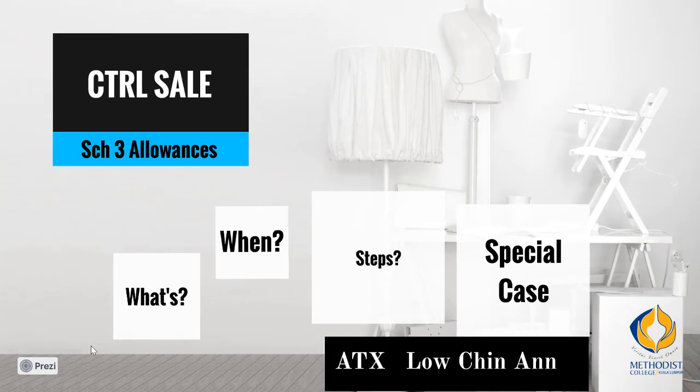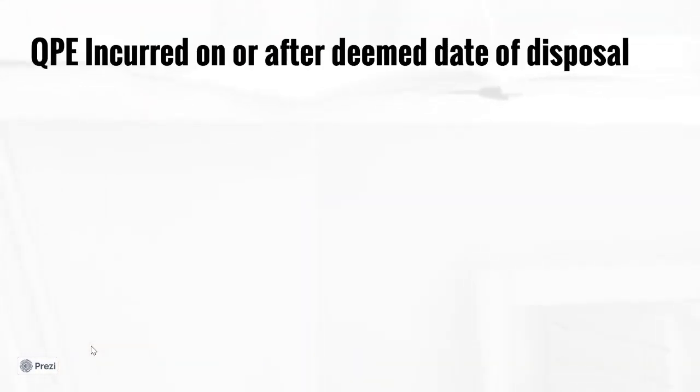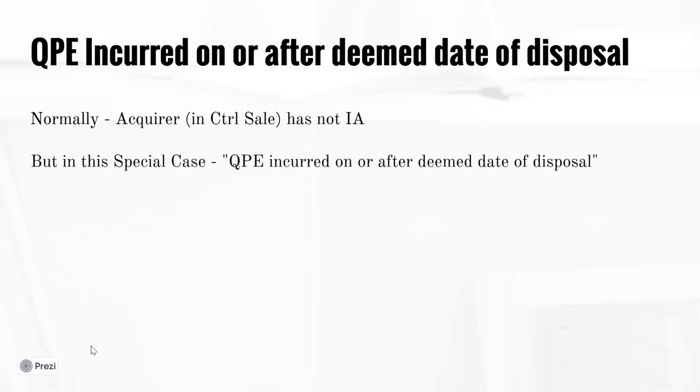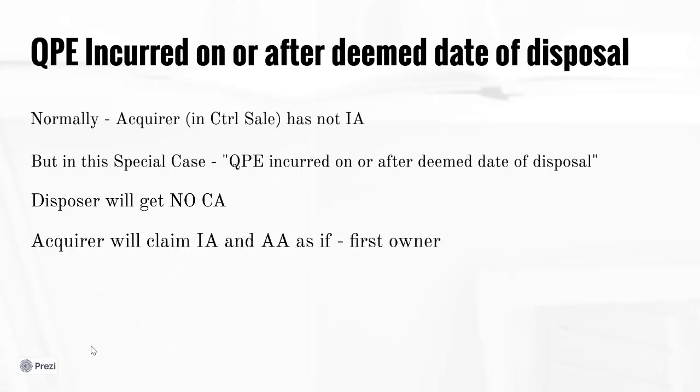Now, there's a special case that we have in control sale. This is basically defined as QPE incurred on or after the deemed date of disposal. Normally we know the acquirer in control sale will not have any IA, right? Just like the example that we had earlier. But in this special case, where QPE is incurred on or after the deemed date of the disposal, the disposer actually will have no CA, and the acquirer will claim the IA and AA as if you are the first owner.